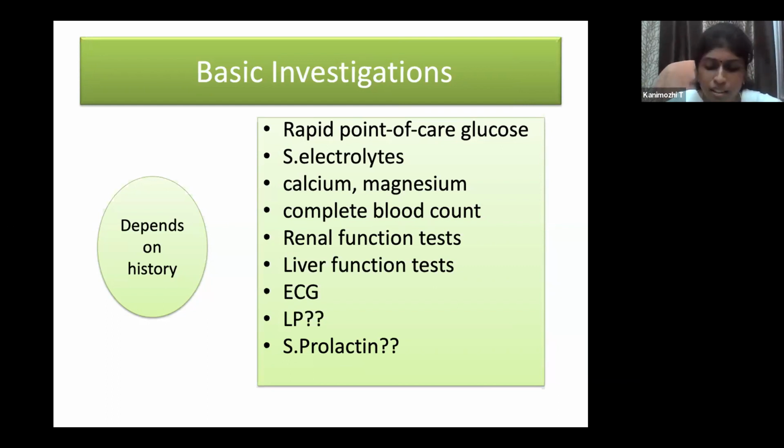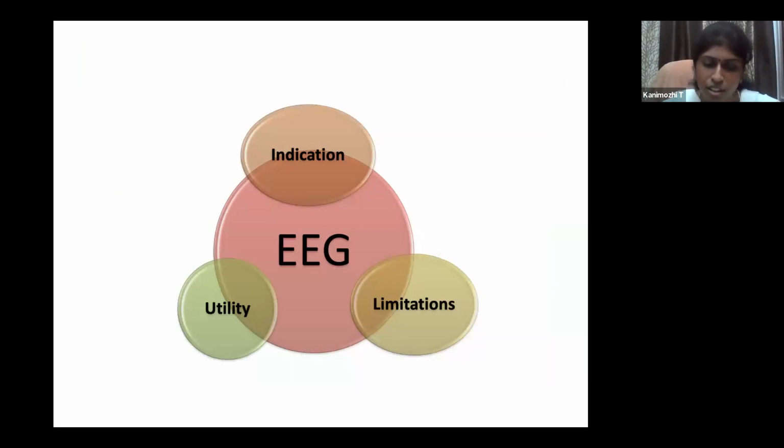And serum prolactin. Serum prolactin is done to rule out epileptic versus non-epileptic, but practically it's not that useful. The rationale behind serum prolactin is that it is supposed to increase after a seizure episode, an epileptic seizure episode. But even a normal prolactin does not rule it out. It's not always elevated, and of course we need not do it routinely.